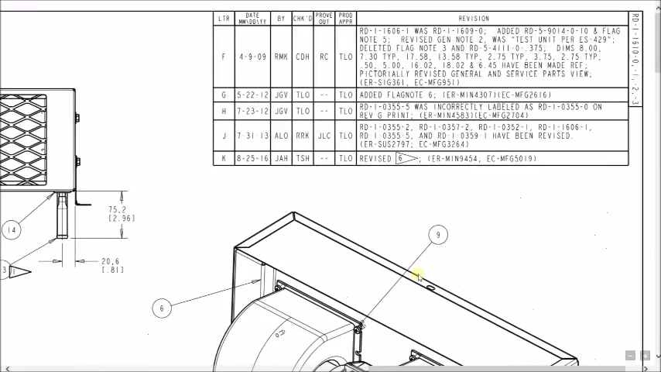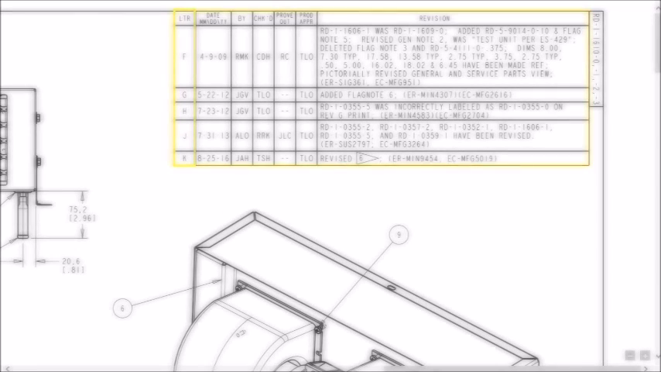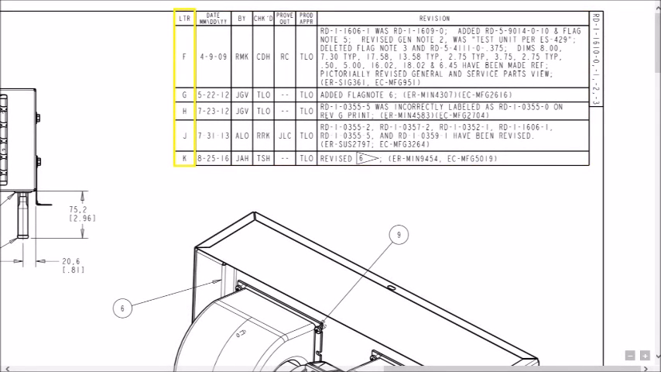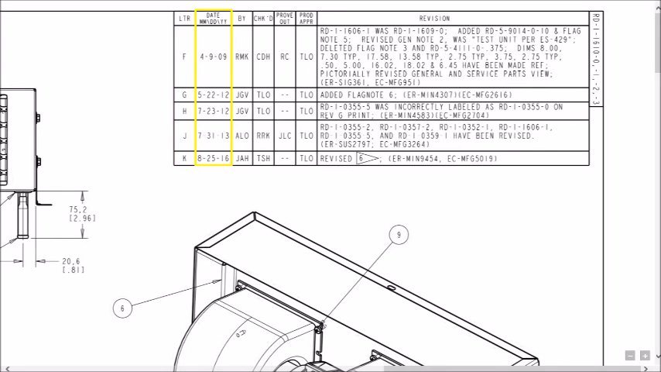Looking at the top right of the blueprint, first, you will see the initials for the production planner who approved the part for production. The revision block contains all engineering changes made to the part. Inside, you'll see a letter or letters given to each revision. Next to the revision letter, in the same row, is the date that revision was made.